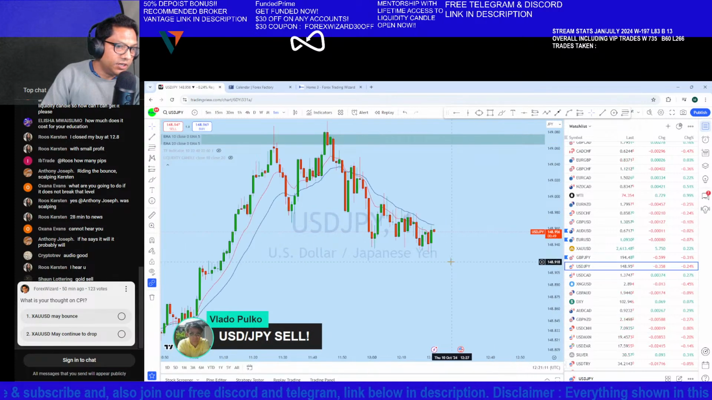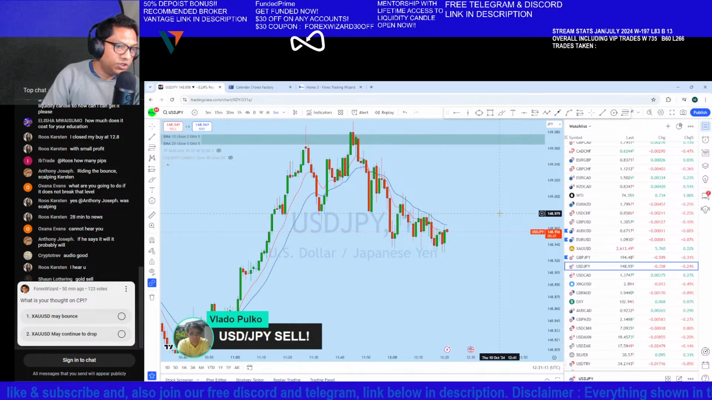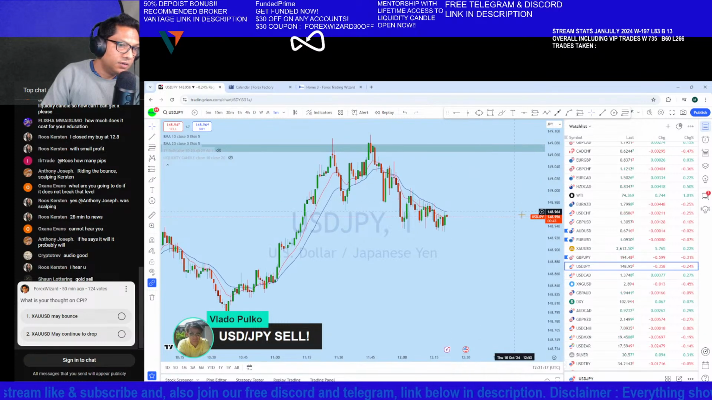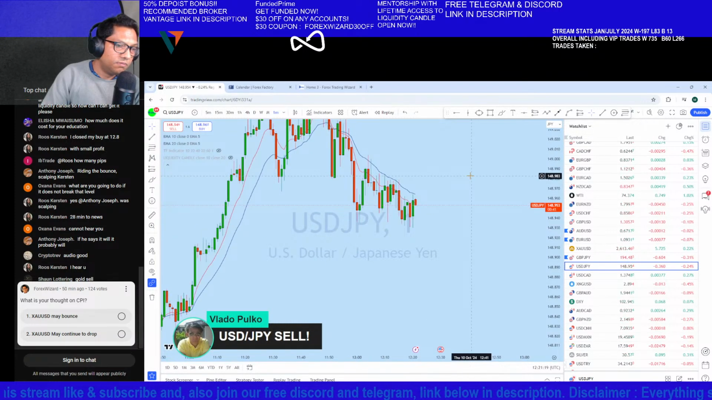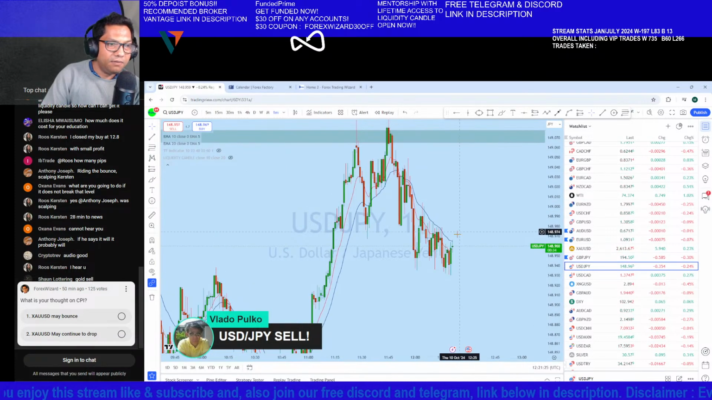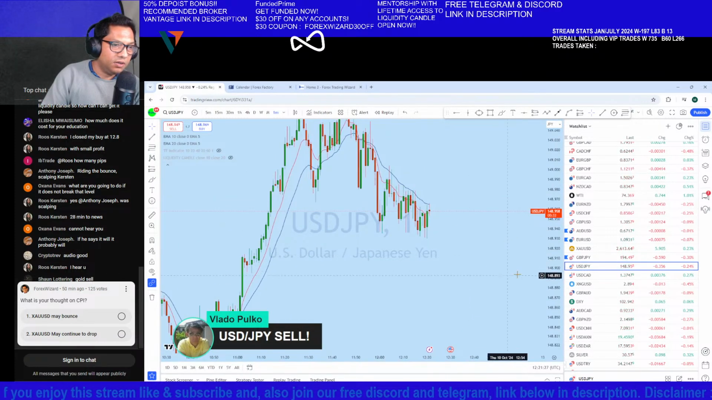Okay, here we can see a bullish candle formation, but I will not be impressed by that. We might see a further liquidity grab.